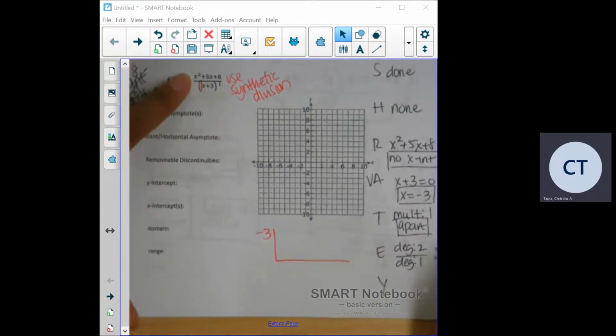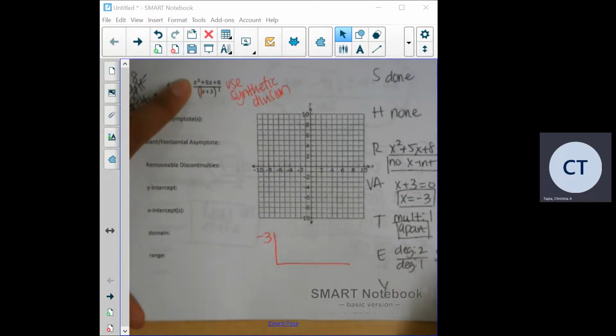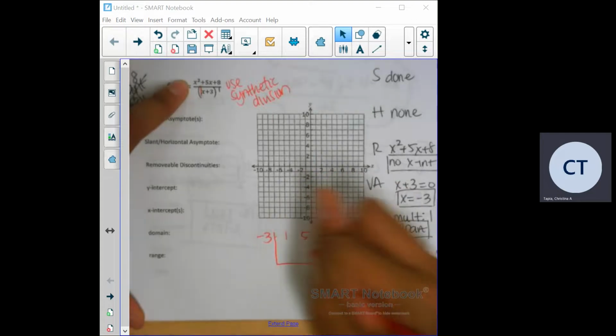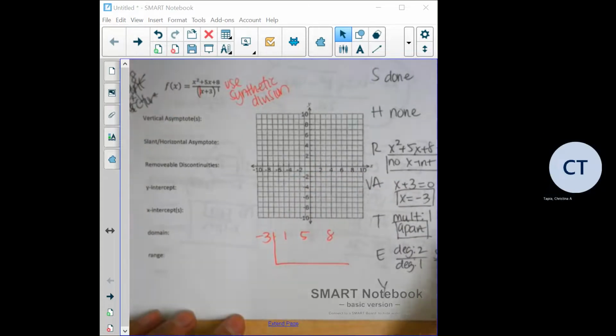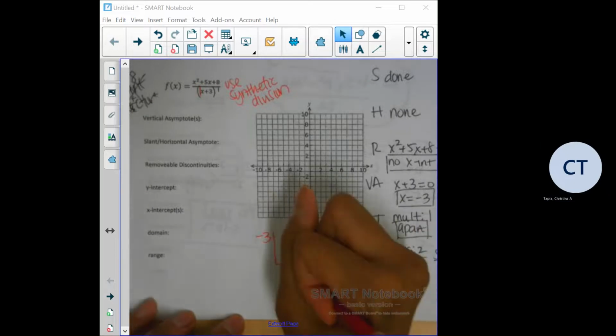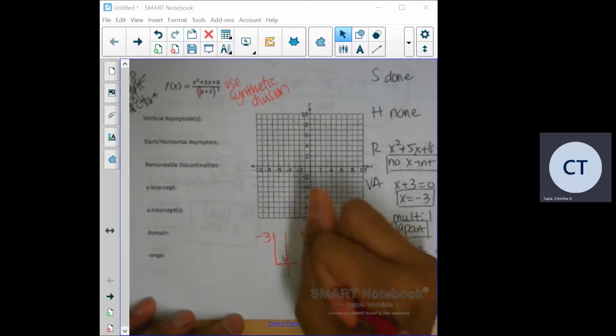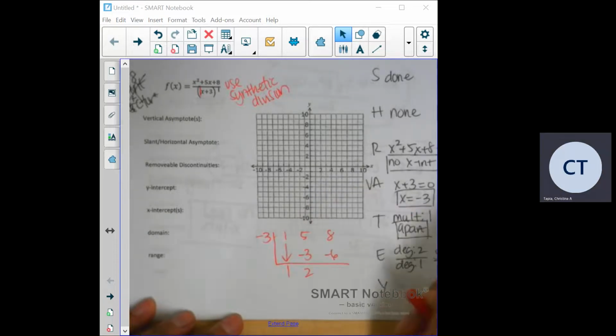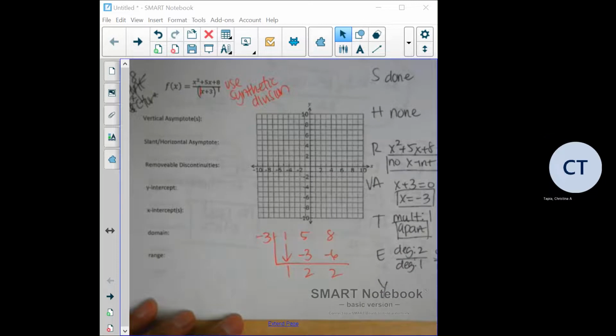I'm going to take all of the coefficients for the trinomial and put them in here. Now I need to do a solve. I'm going to bring down, multiply, add, multiply, and add. I know this is my remainder.